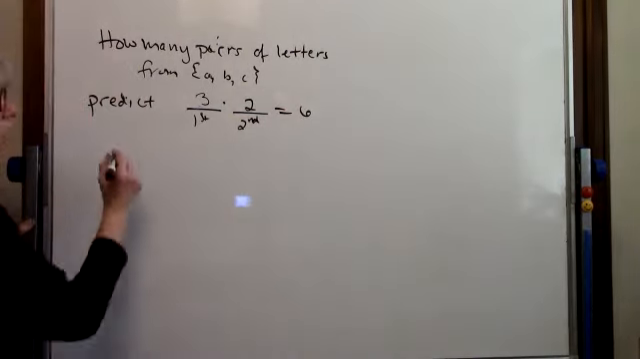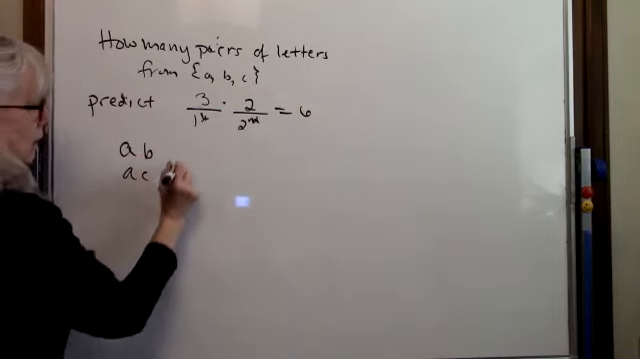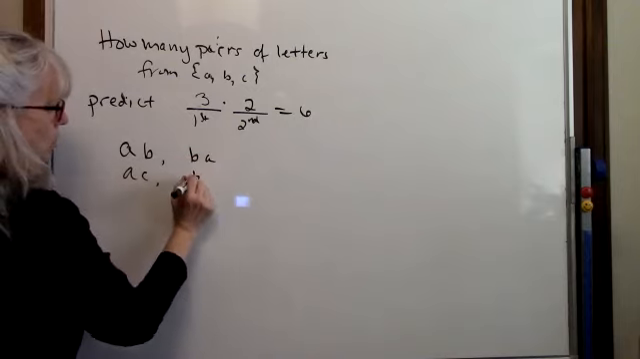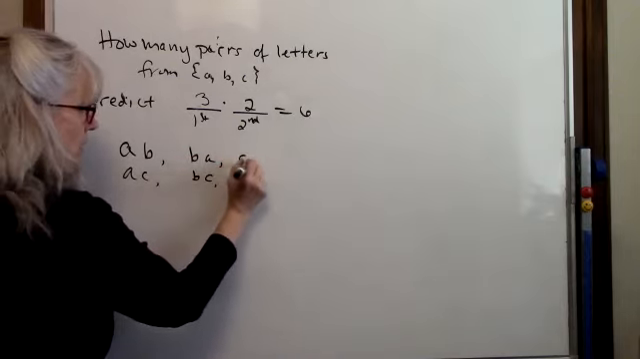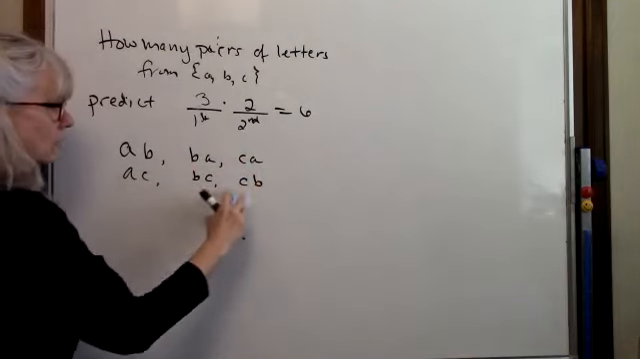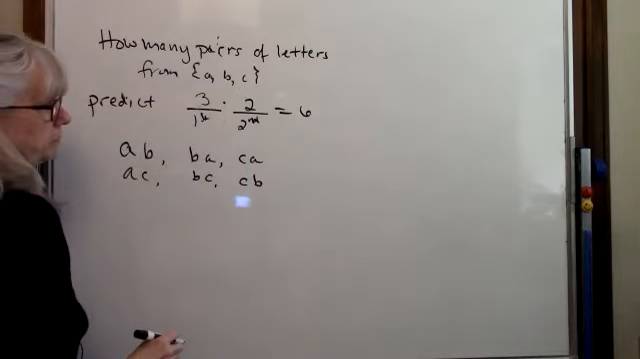Well, let's list them out. So I could do an A with a B. I could do A with a C. I could do as another possibility B with an A or B with a C. And then the other possibility would be C with an A or C with a B. So each of these represents a pair of letters picked from the set A, B, C. And sure enough, we have 6 of them.